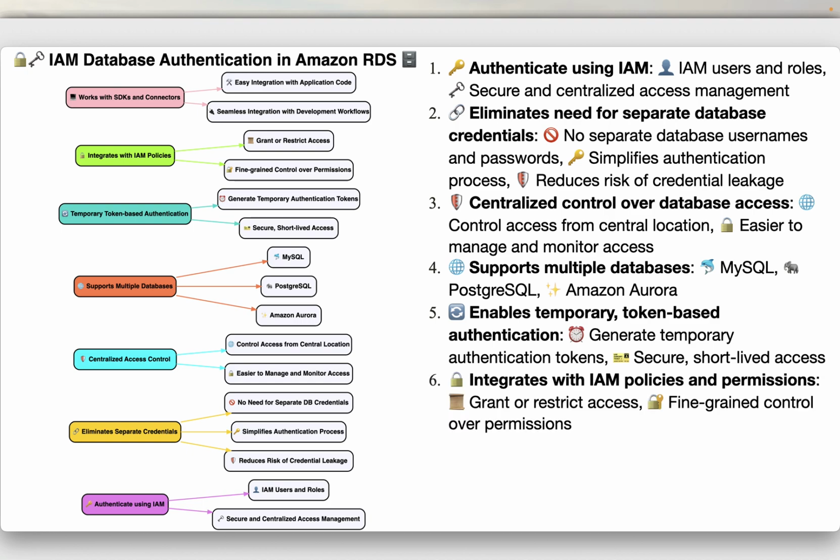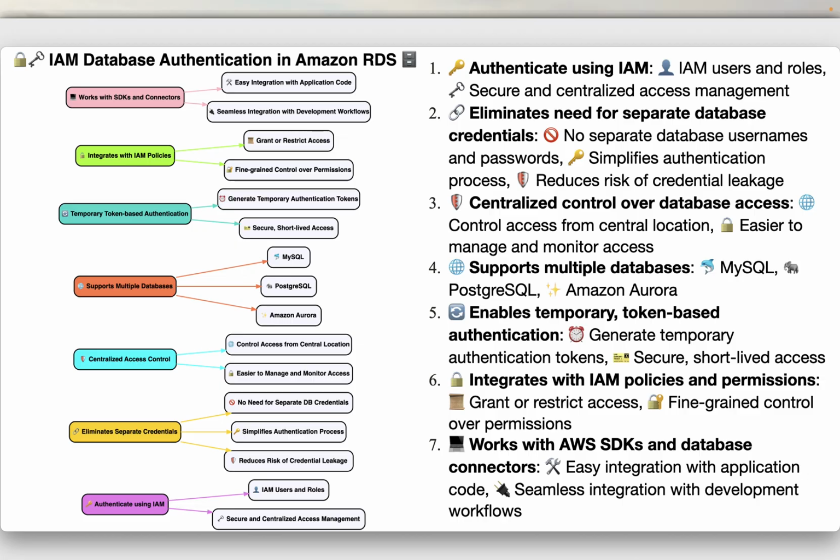Sixth, integrates with IAM policies and permissions. You can use IAM policies to grant or restrict access to specific databases, tables or actions, providing fine-grained control over database permissions. So basically, through IAM policies, whatever you do in the database, you can now write in IAM policies, and you can have fine-grained control, but you will not directly manage it in the database. So this is like you can externalize it from the database.